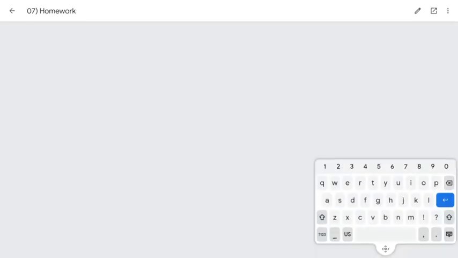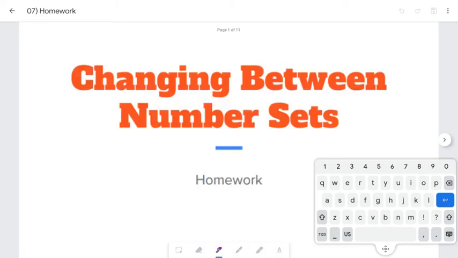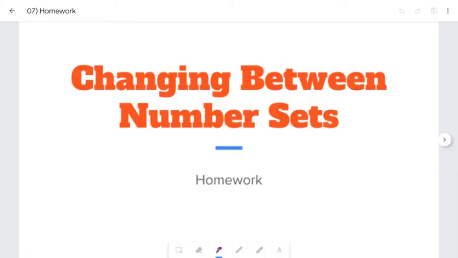Hey guys, I just wanted to make a quick video to help you with tonight's homework. It came to my attention in class that we might have struggled a little bit with changing our bases, so I just wanted to give you a concrete video of how to do it step by step.